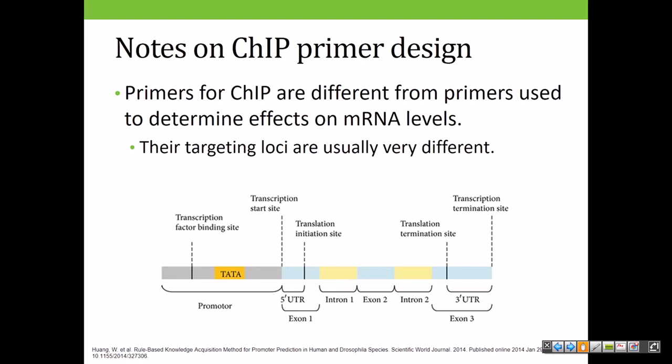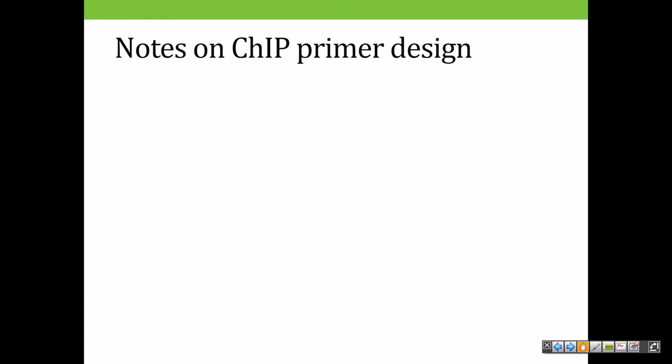But if you're looking for a transcription factor, you're not going to be anywhere near there. Chances are you could be in the UTR, you could be a little upstream of the transcription start site, you could be thousands of base pairs upstream of it. It depends on the protein and it depends on the cell sometimes. So in either case, you're going to want to check, where should I be looking? Don't assume that, oh, I've got primers for this gene, that'll work. No. It has to be a particular site.